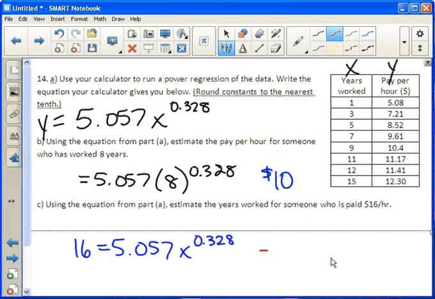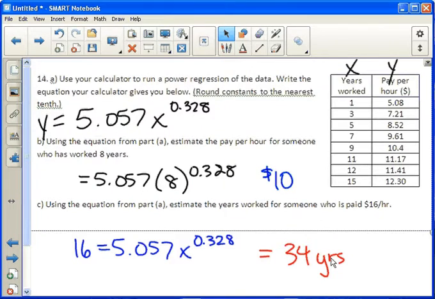And that's probably the simplest way to do that, is to use your calculator and use the table to guess and check. And that's what I'd recommend.